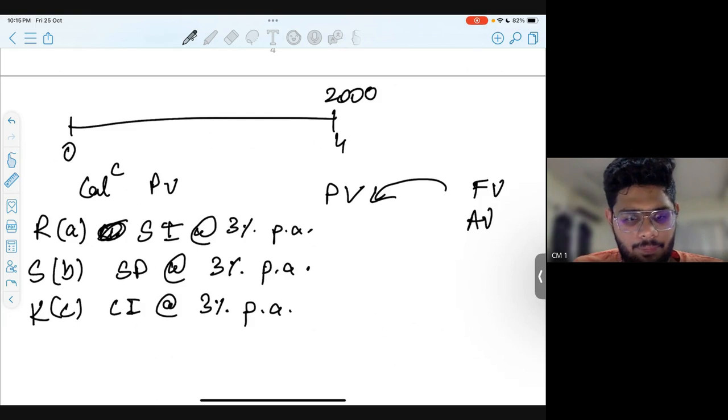Okay. Khushi, your answer is correct. Wait, just give me a moment. Your answer is fine. Rashi, your answer is also fine. Shashank, you have used, okay, simple discount. Just give me one moment. Simple discount. Yes, you are also correct.